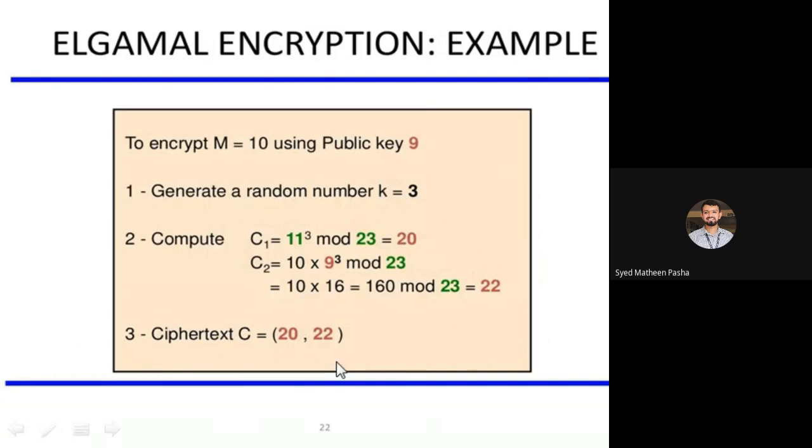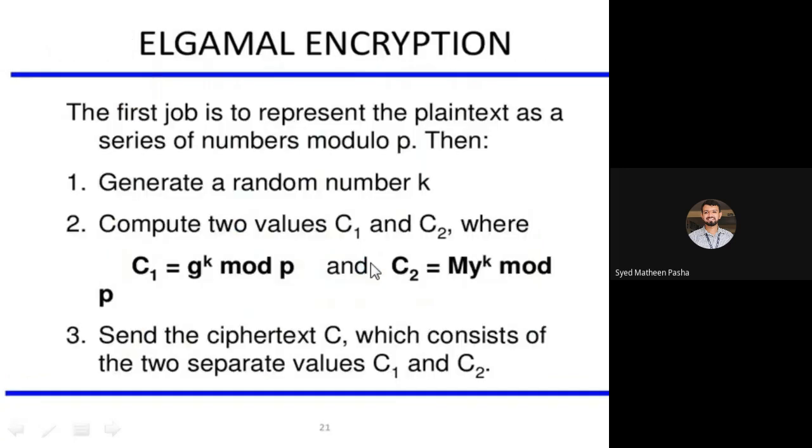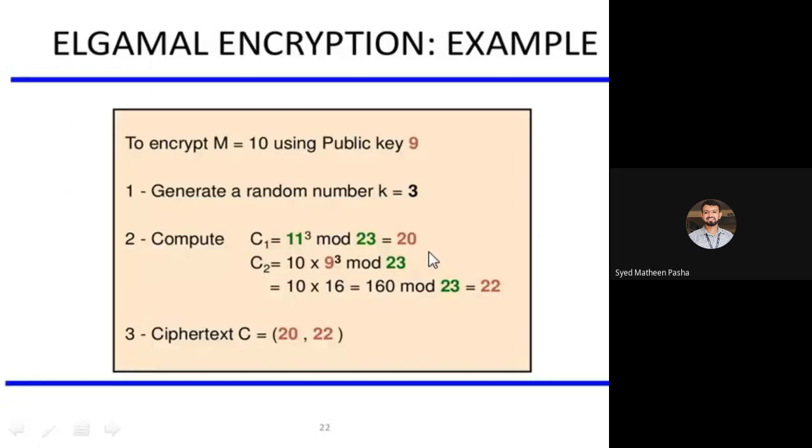Okay. Then similarly, in the simple example I have taken to generate the ciphertext, generate a random number k as 3, to encrypt m equals 10 using public key 9. This data will be given. You can see in the formula there is one term called m. m will be provided to you, so with respect to that, you should calculate. You will generate one random number called k, which is 3. I'll compute both the values of C1 and C2, put all the values in the formulas, and calculate. Then the ciphertext will be 20 as well as 22.